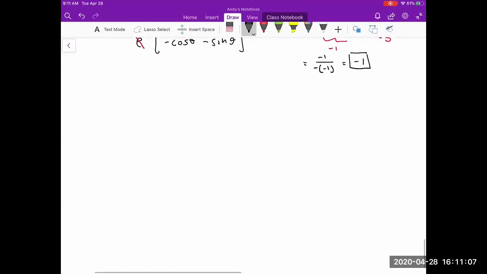Number 4 seems like a doozy. It's asking us to find the first and second derivatives, so dy over dx and d squared y over dx squared. Now, dy over dx, I don't think it's too bad. These are both parametric, by the way. I wouldn't dare ask you to find the second derivative of a polar equation. It'd be way too hard.